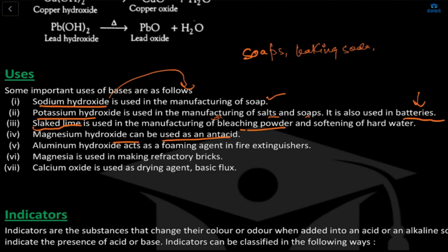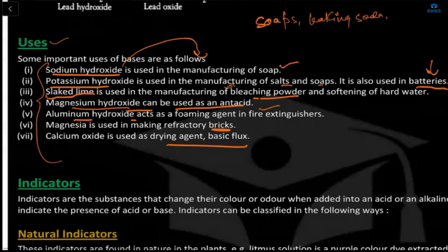And what is an anti-acid? It is a kind of medicine that is released when acidity is forming in our stomach. Anti-acid is a base. So we are learning about the uses of bases. Magnesium hydroxide can be used as an anti-acid. Aluminium hydroxide acts as a foaming agent. Magnesium is used in making bricks. Calcium is used as a drying agent, basic flux. Now these are the uses of the bases. You have to learn this.